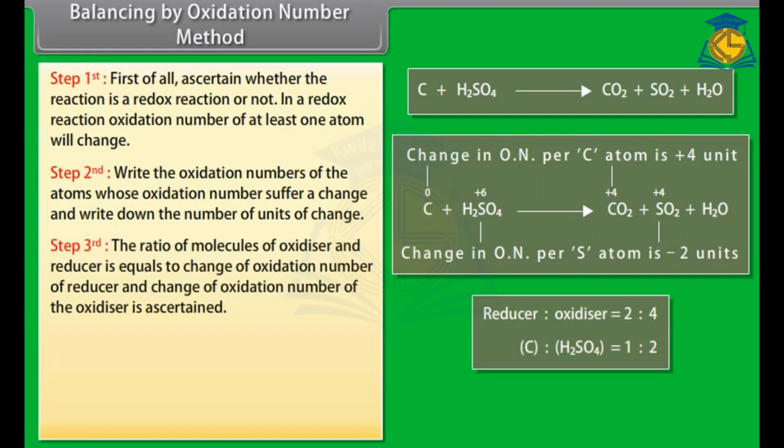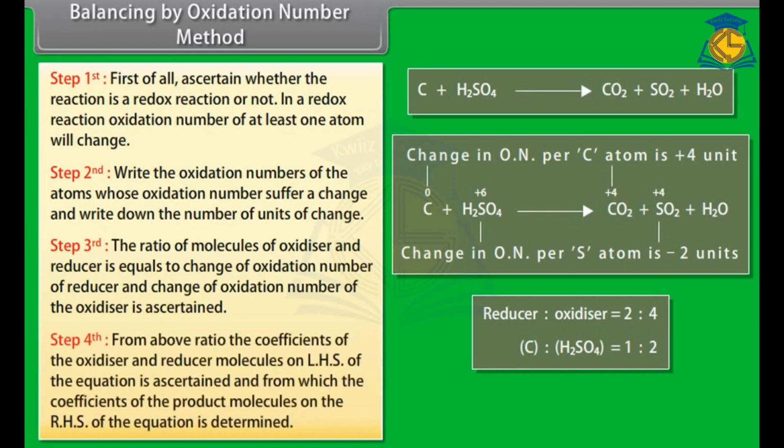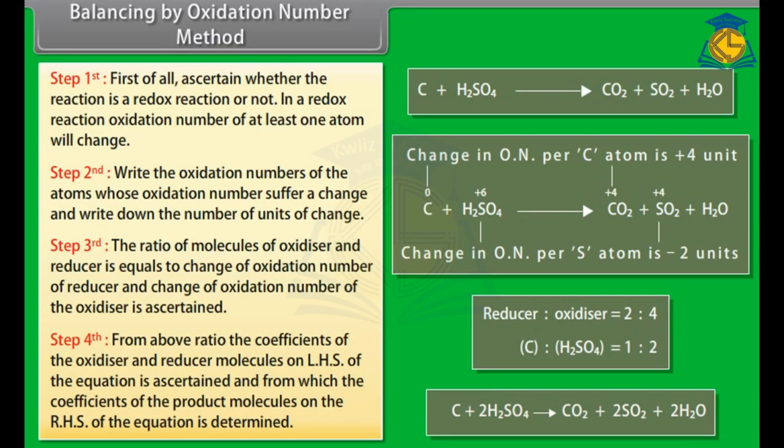Step third. The ratio of molecules of oxidizer and reducer is equal to the change of oxidation number of reducer and change of oxidation number of the oxidizer is ascertained. If the ratio is not a simple one, make it simple. Step fourth. From the above ratio, the coefficient of the oxidizer and reducer molecules on LHS of the equation is ascertained and from which the coefficient of the product molecules on the RHS of the equation is determined. Example. Let us take an example of balancing the equations.